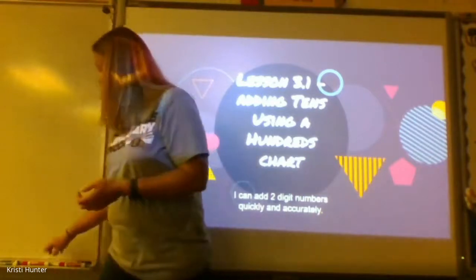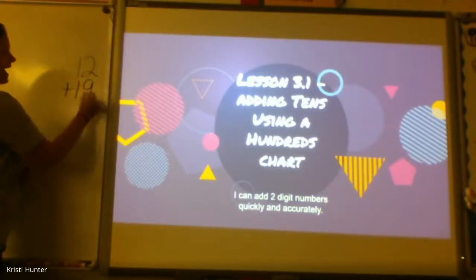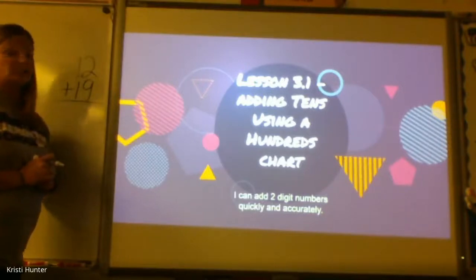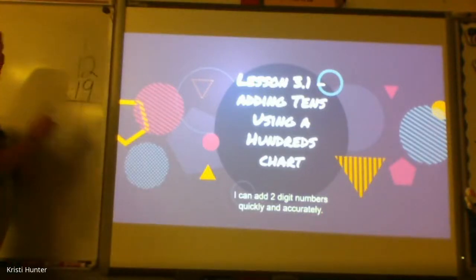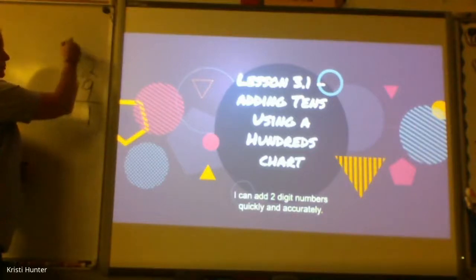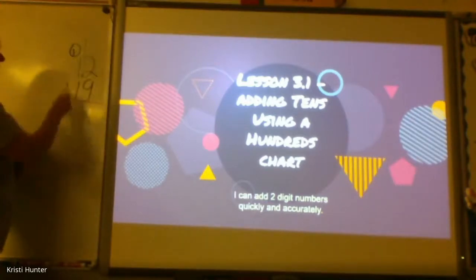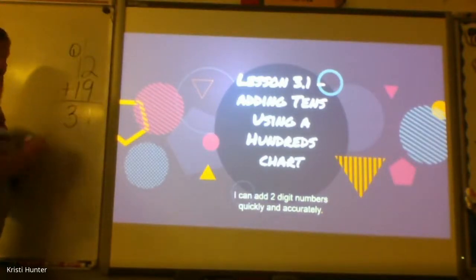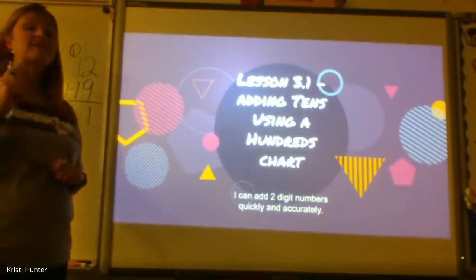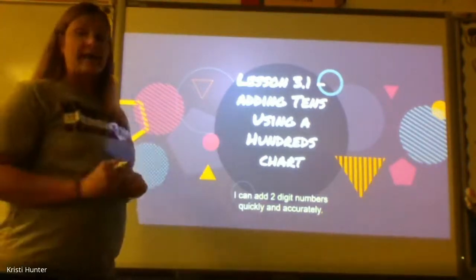So if we have the problem 12 plus 9, and the strategy that Mrs. Hunter is going over with you, you do not understand, remember, you know how to add it already. 2 plus 9 makes 11. Regroup, right? More than 10. We've got to go next door, and we add up our tens column, and we get 31. Okay? We have been over this. I am going to give you some strategies to help you out if you are struggling to add those up.